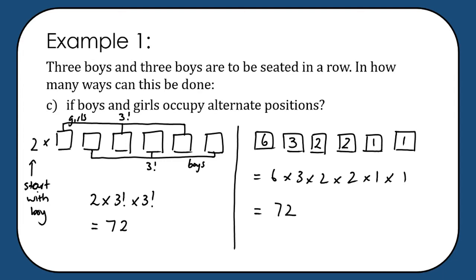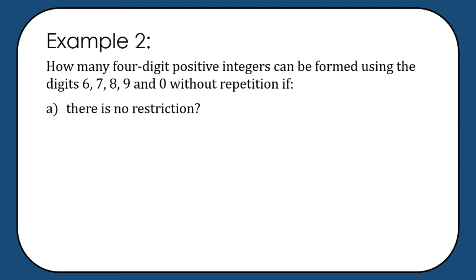Okay, example 2. How many 4-digit positive integers can be formed using the digits 6, 7, 8, 9 and 0 without repetition, if there is, first of all, no restriction. Now, these kinds of problems are fairly common, but what you need to be really, really careful about here is the fact that 0 is included in this set of digits that we're dealing with, because 0 has its own set of restrictions implied.